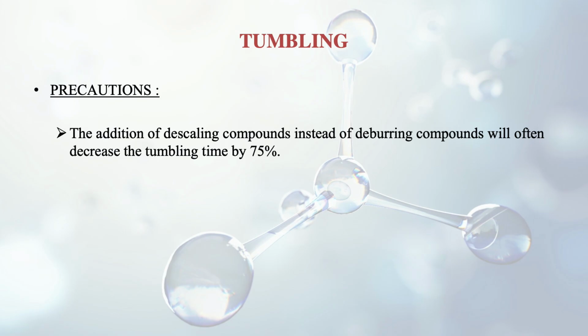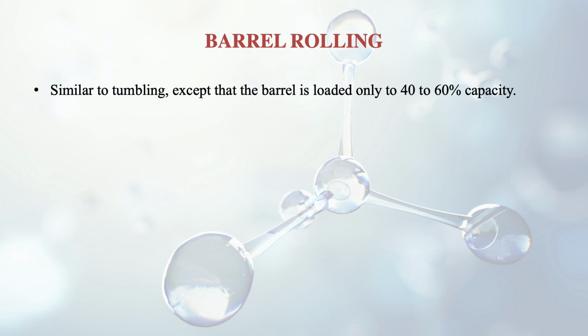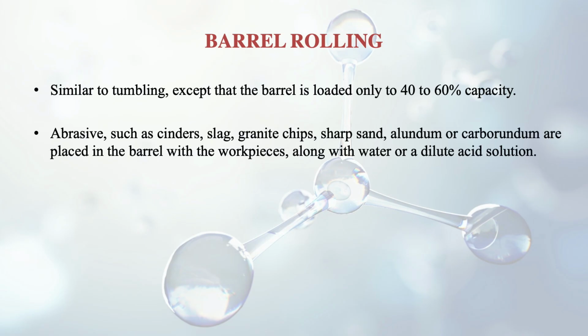Then the process of barrel rolling under the mechanical cleaning process. This is similar to the tumbling one, except that in barrel rolling, the barrel is loaded only up to 40 to 60% capacity, whereas in tumbling, it was fully loaded. Abrasives like cinders, slag, granite chips, sharp sand, carborundum are placed inside the barrel along with the workpiece. In this case, water or dilute acid solution is also used. Sometimes this is used, other times it may not be used as well.